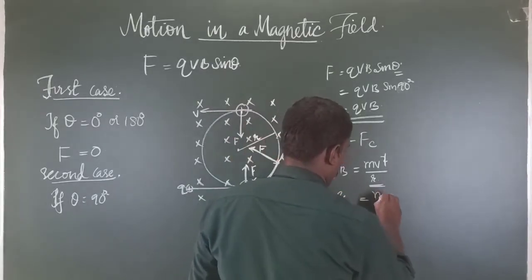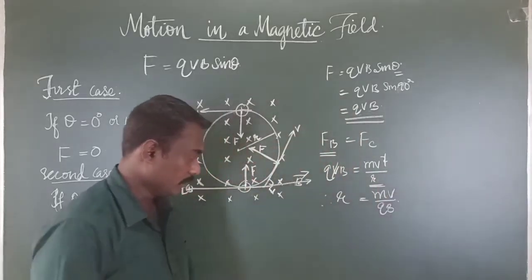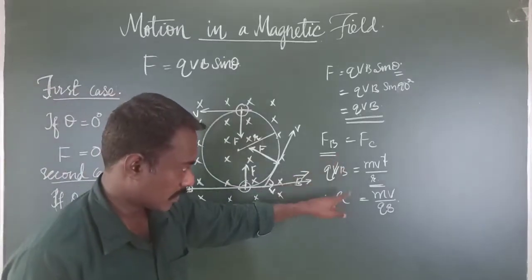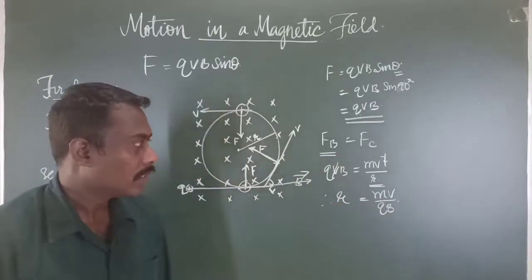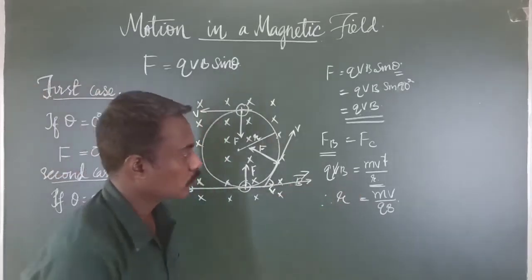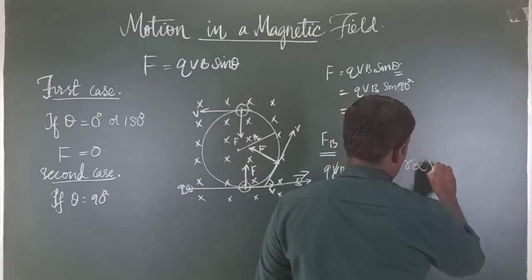R is equal to mv divided by q. So the radius of the circular path can be calculated from this equation, that is R is equal to m into v divided by q into B. This R is directly proportional to v.